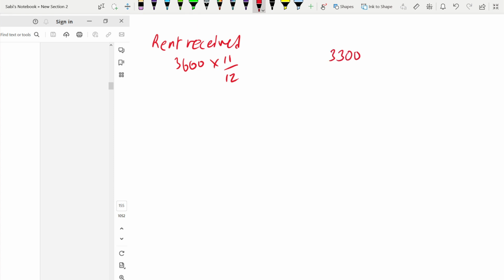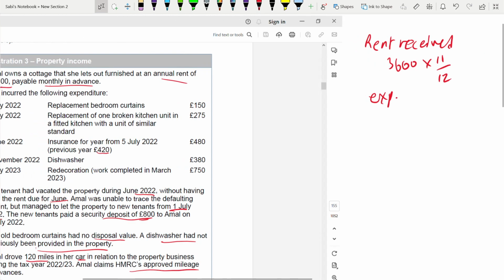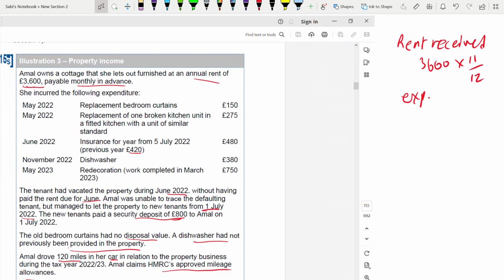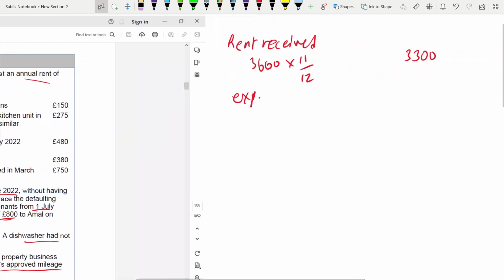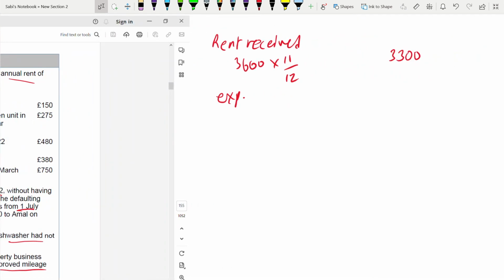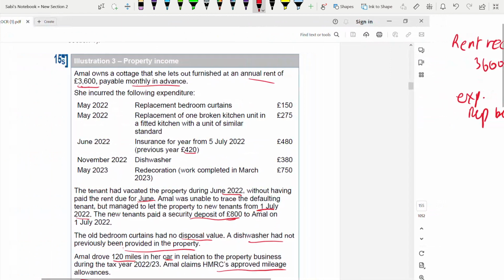Next. That's the total income. Now one by one we'll deal with the expenses. Less expenses. So we'll start in the order given. Replacement bedroom curtains. I'm using short form. Yes. Okay. Think, 150. Can we?